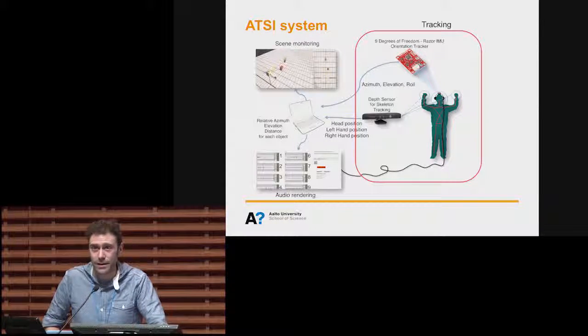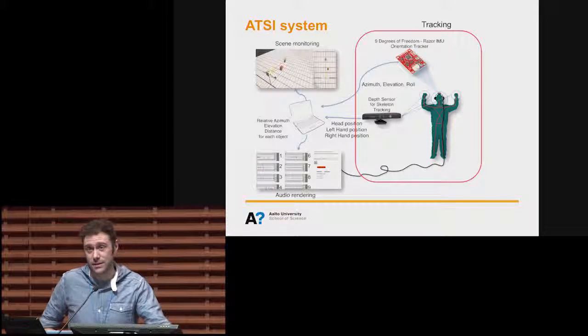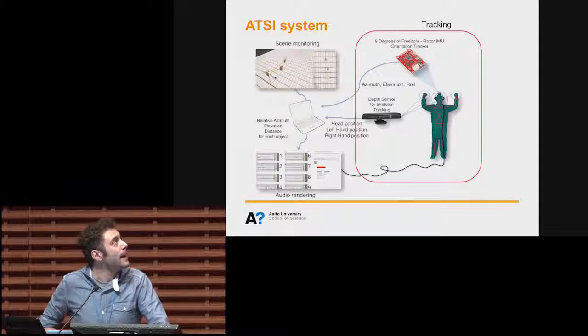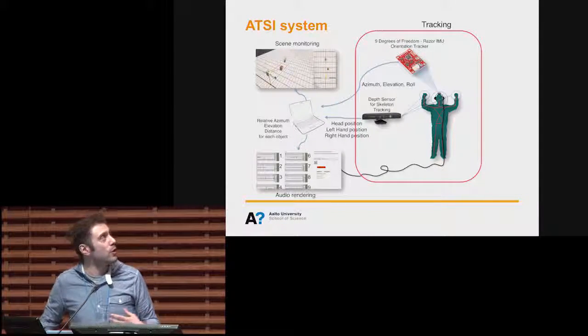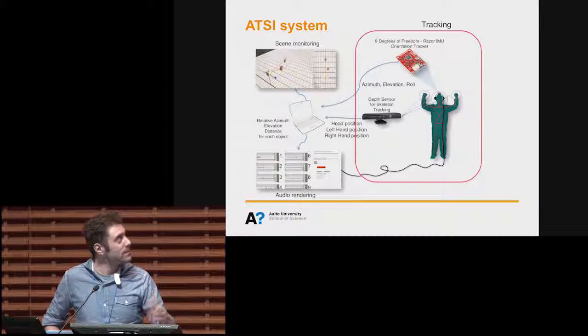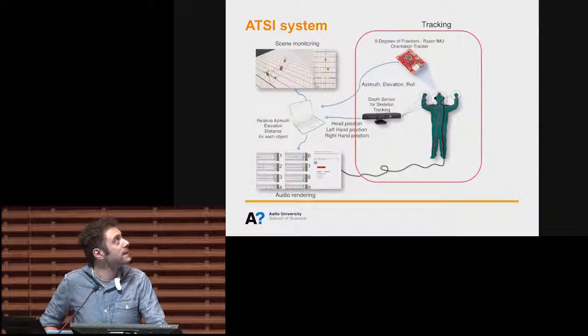When I'm saying tracking here, I'm talking just translation. Then on top of the headphones, we also put this called 9 degrees of freedom orientation tracker, which basically is the orientation of the head. And with these two pieces of information, basically we know where the user is facing and where they are in the room, and also the position of the hands.